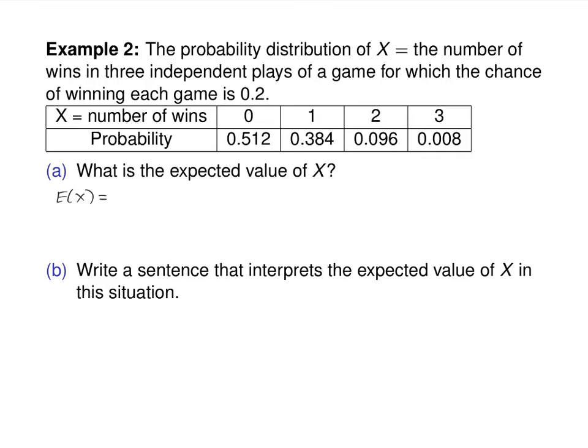You take the value of x times the probability, so 0 times 0.512, plus 1 times 0.384, plus 2 times 0.096, and plus 3 times 0.008. And this comes out to be 0.816.